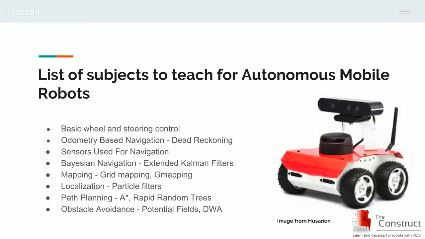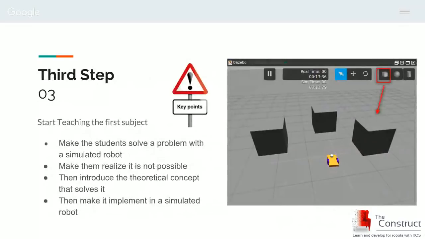And the main thing is that the students program those algorithms by themselves, applying them back to the robots. Okay, so that's the third step: just start teaching the first subject. Remember, we started by teaching ROS in the first class, then in the second class, then we start teaching just the subject. And how do we do this?